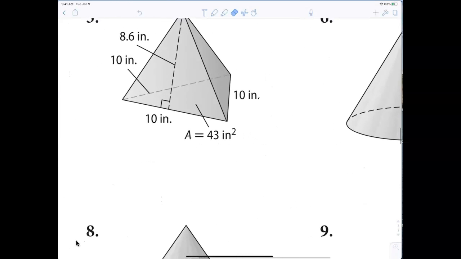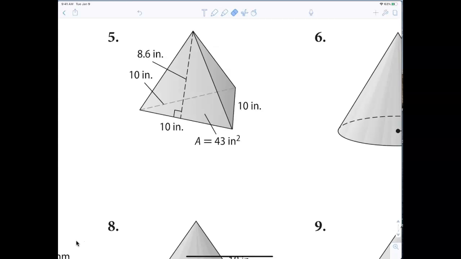Do we know the slant height? Yes, we know the slant height. Do we know the height of the pyramid? No. We do not know the height of the pyramid. Is it possible for me to find the area of the triangular base? Besides the fact the area is already given, why can't we find the height? Because we don't know the height of it. It's not drawn. That's why we know we can't find it.